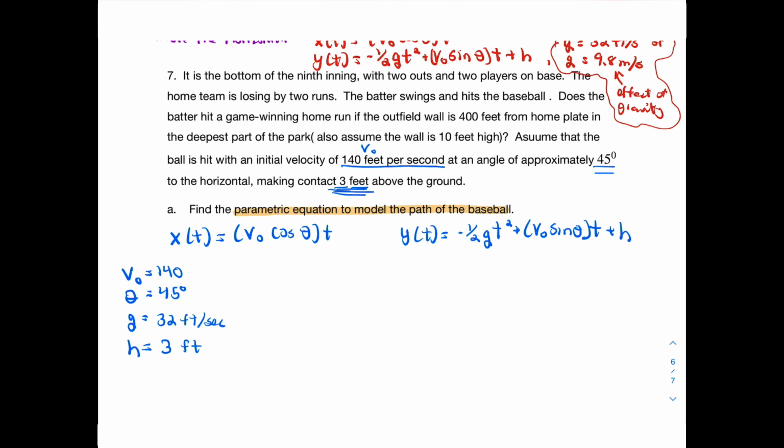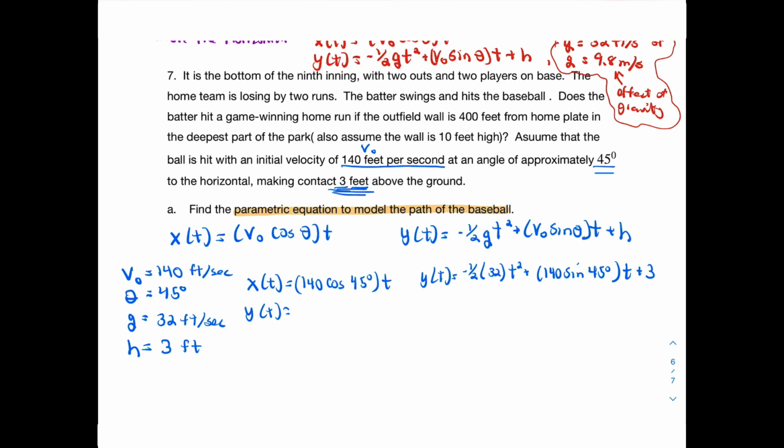Plugging this information into our two equations, I end up that x of t is equal to 140 times cosine of 45 degrees, and that coefficient is times t. And my y of t equation is equal to negative 1/2 times 32 times t squared, plus the coefficient 140 sine of 45 degrees, all that times t, plus 3, the initial height. And that's it. That's our parametric equation of this curve.